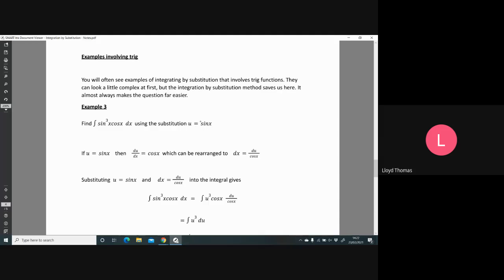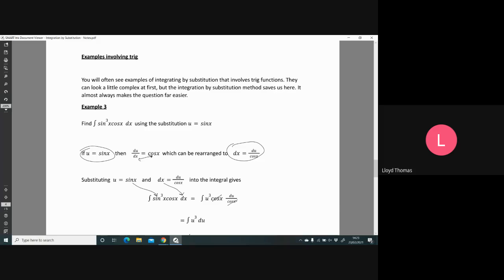Our steps: differentiate sine x to give you cos x. Rearrange that to get dx on its own. dx is equal to du over cos x. They swap places. Sub this in and this in to my original question. Now this time, u is going to replace the sine x, and dx is going to replace that dx. Because it was sine x all cubed, that becomes u cubed, cos x. And now it's du over cos x at the end.